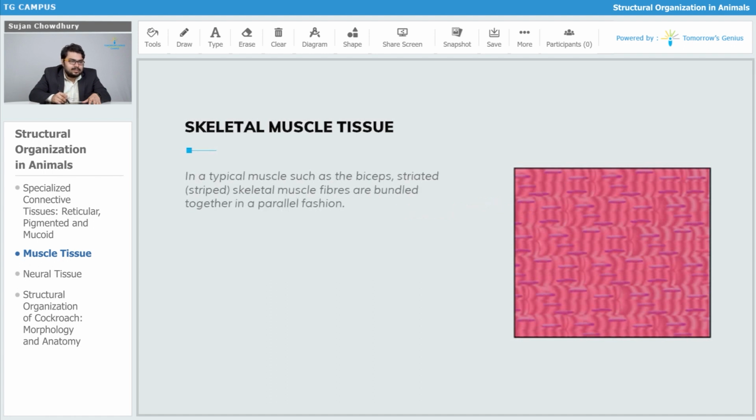In a typical muscle, such as the biceps, which are the muscles of the arm, the striated skeletal muscle fibers are bundled together in a parallel fashion, just like you can see here. A sheath of tough connective tissue encloses several bundles of the muscle fiber and will hold them at one particular place so that they can work as part of a single muscle structure.